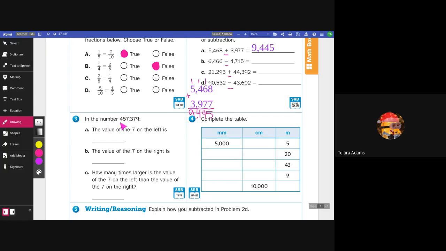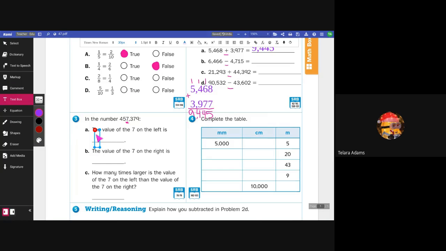In the number 457,379, the value of the 7 on the left. Remember, we're looking at value, and they're saying on the left, so this one. What is the value? What is it worth? I know it's in the thousands place, but what is the value of that digit? Yes, 7,000.